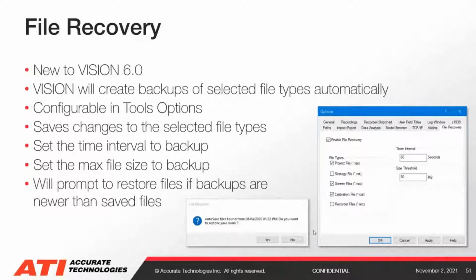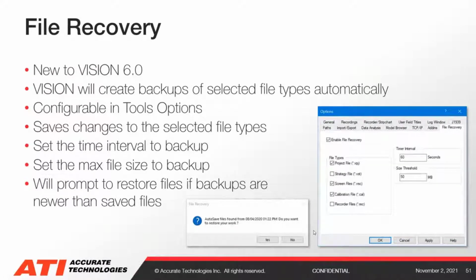Another feature is what's called file recovery. It's also new to Vision 6. We're at 6.0.2 right now, which is our latest and greatest. What file recovery does is, every, in this case, 60 seconds, as you can see in the screenshot on the right, every time interval of that value, it will scan and see if anything has been marked as dirty. Marking as dirty means that something has changed since it was last saved. You can configure over there in Tools, Options, File Recovery, which file types to pay attention to.